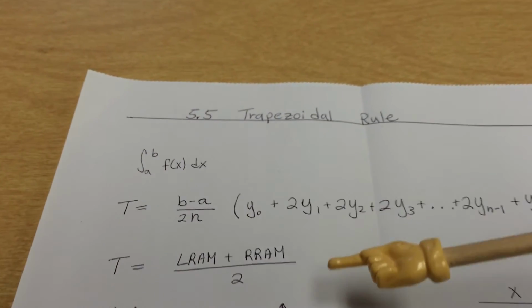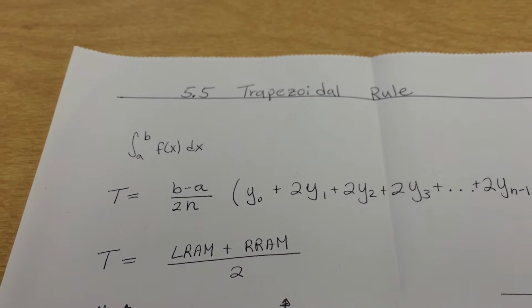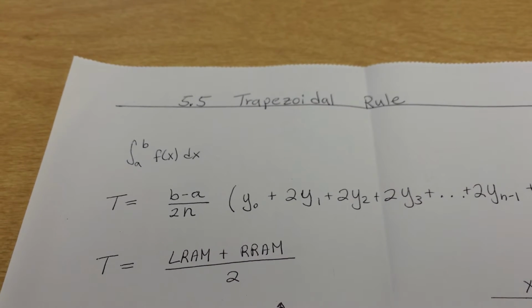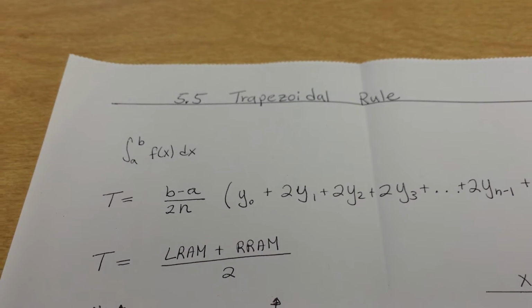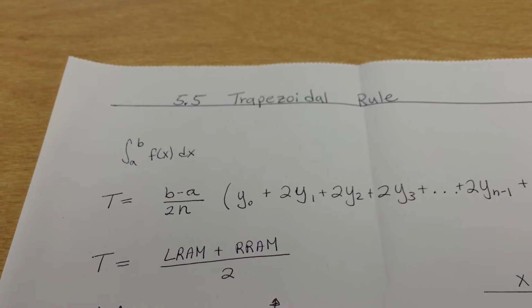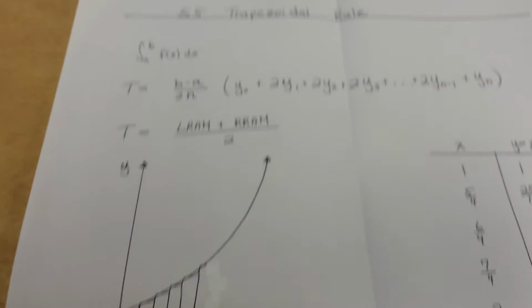The other method is this right here: the LRAM that we learned in 5.1 plus the RRAM that we learned in 5.1, and then we divide by 2, which means that we took the average between the two, LRAM and RRAM. So this is why I'm saying the trapezoid method may be the best method if you had to choose. So now let's go ahead and do an example.